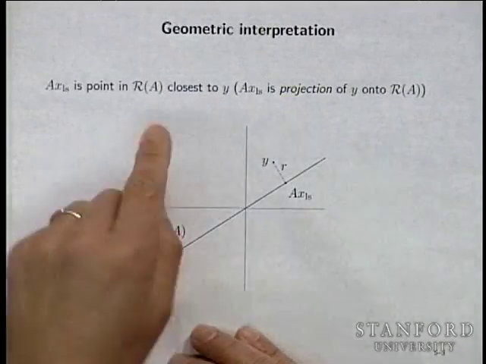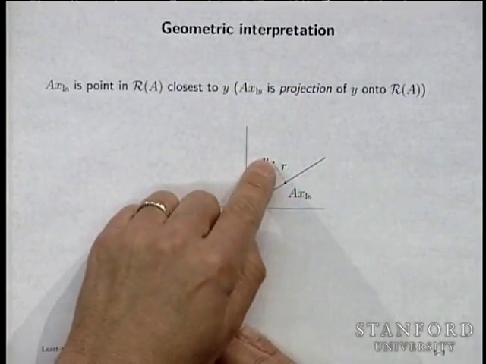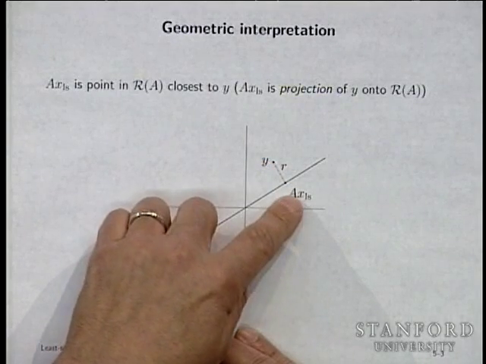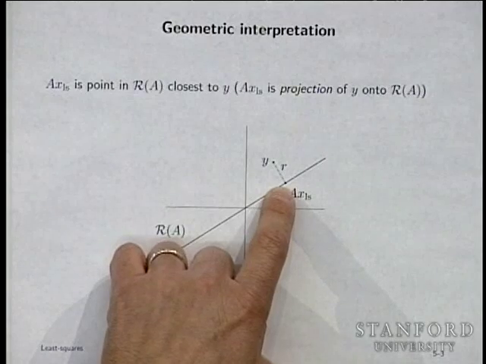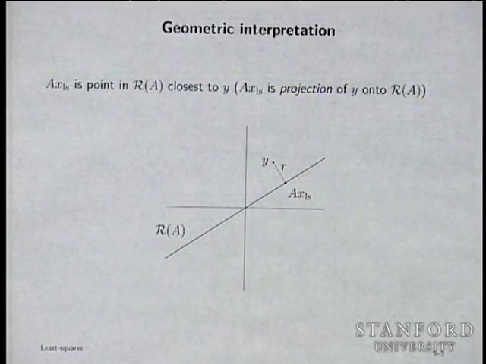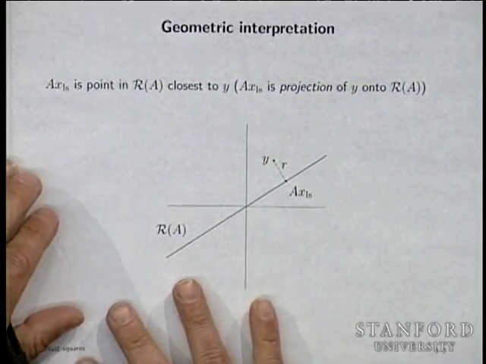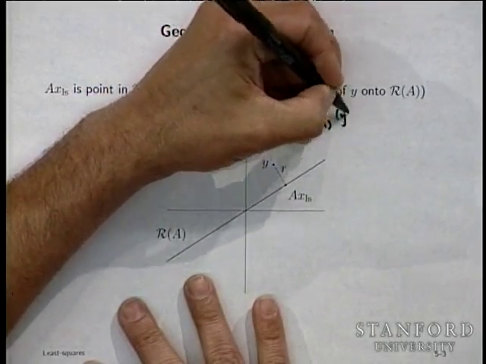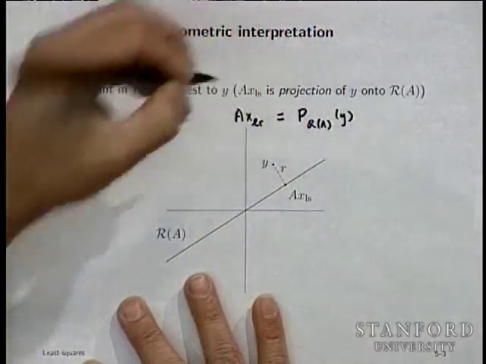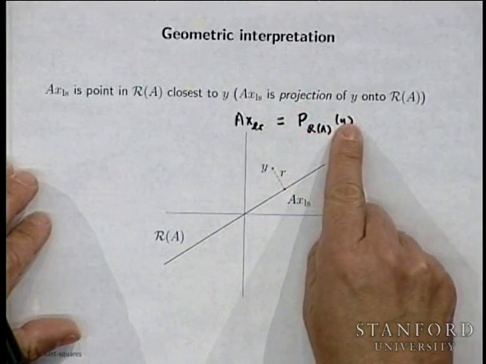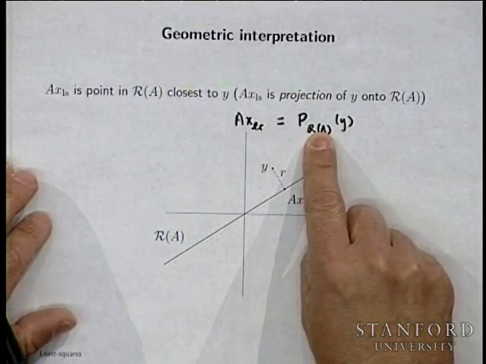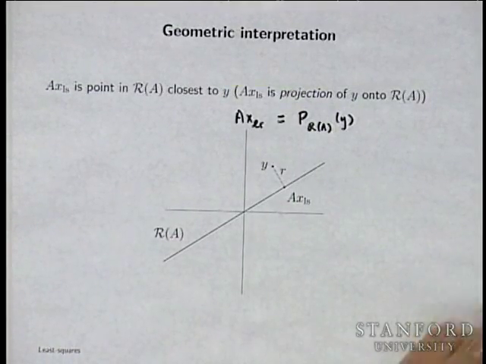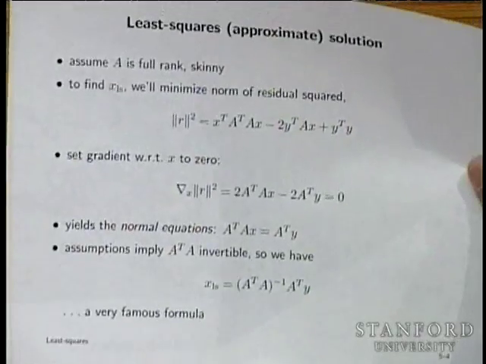And there's a name for that. When you find a point in a set closest to a given point, that's called the projection of the original point on the set. So here A x_LS is the projection of y on the range of A. People use all sorts of notation for that, but maybe the most standard would be this. So A x_LS would be the projection of this point on that set. If you looked at 10 books, you'd probably see this notation in 8. Okay, so that's the geometric interpretation.